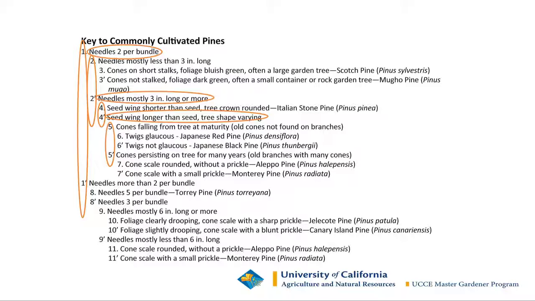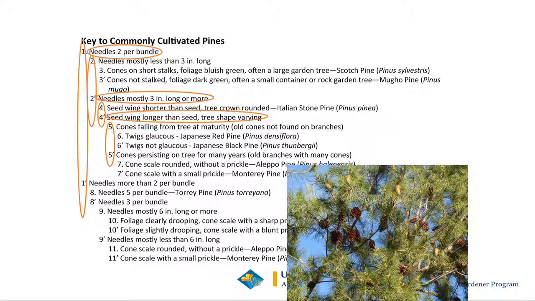So we go to 5 and 5 prime. Cones fallen from tree at maturity with old cones not found on branches, or 5 prime, old branches with many cones. So we look up, and we see that there's cones that are still tight, that's this year's cones, and cones that have opened up, and there's a lot up there. So our answer is 5 prime. Cones persisting on tree for many years.